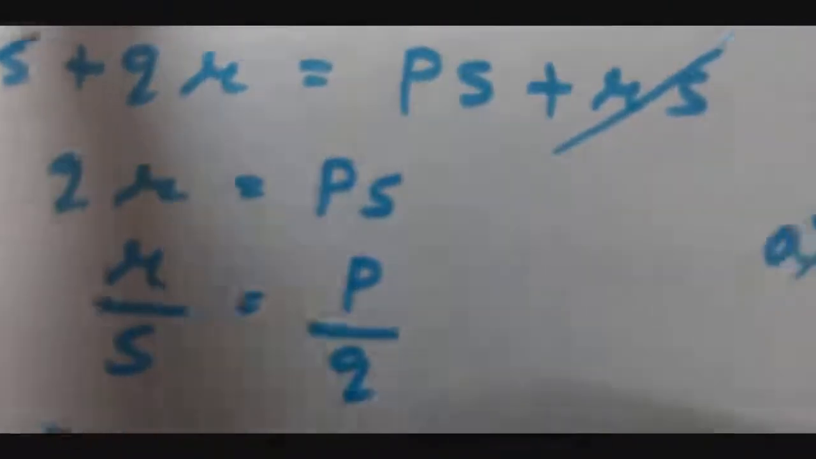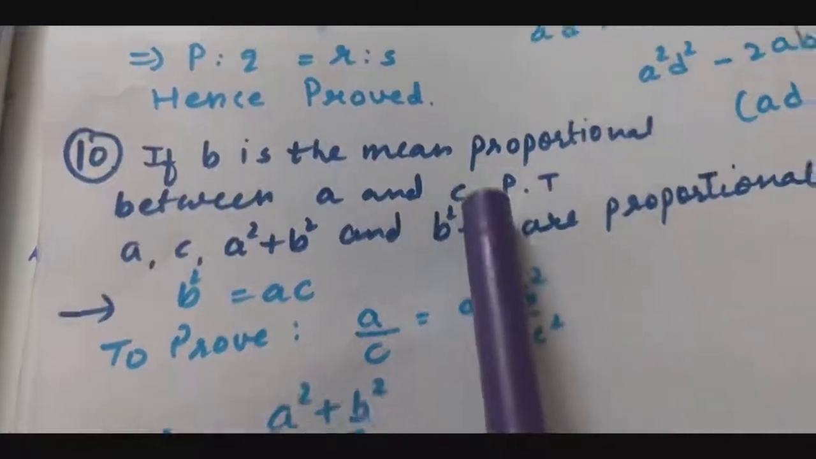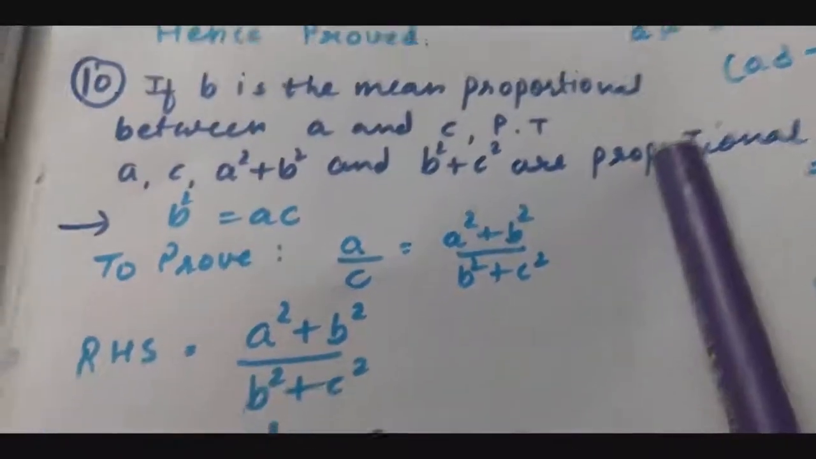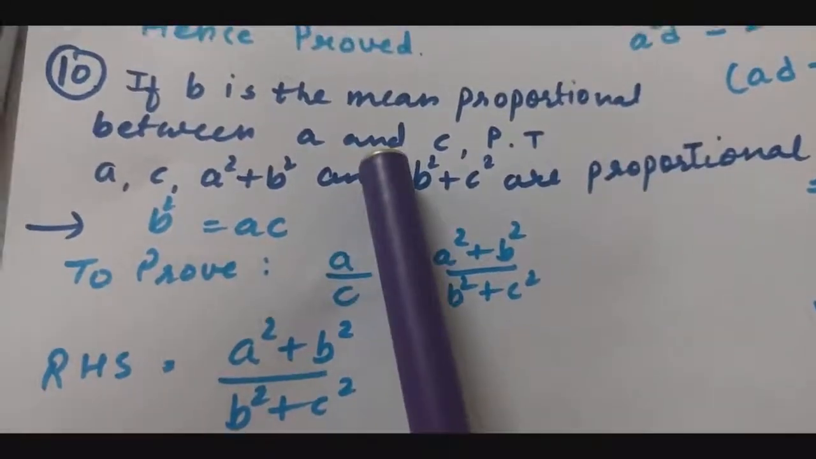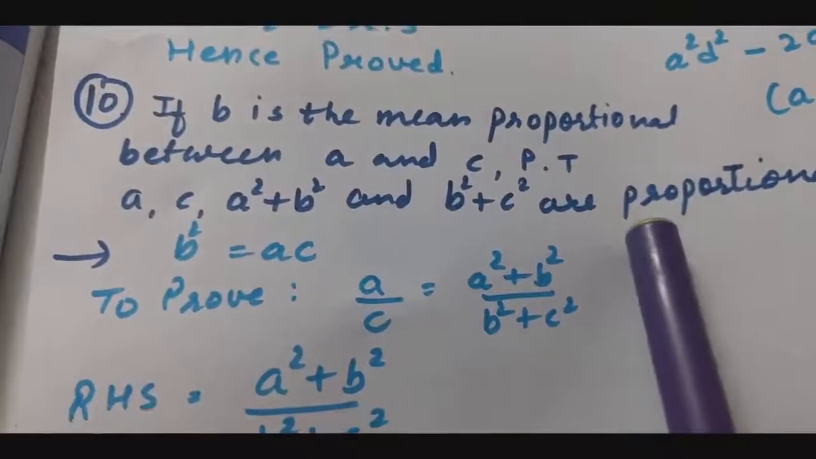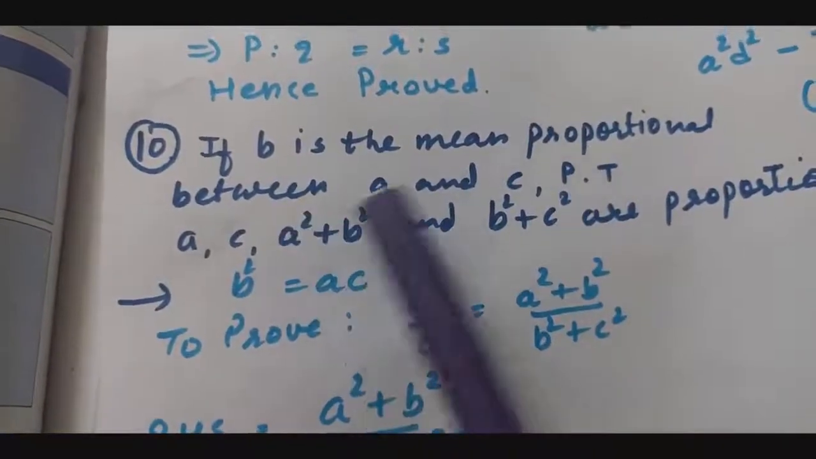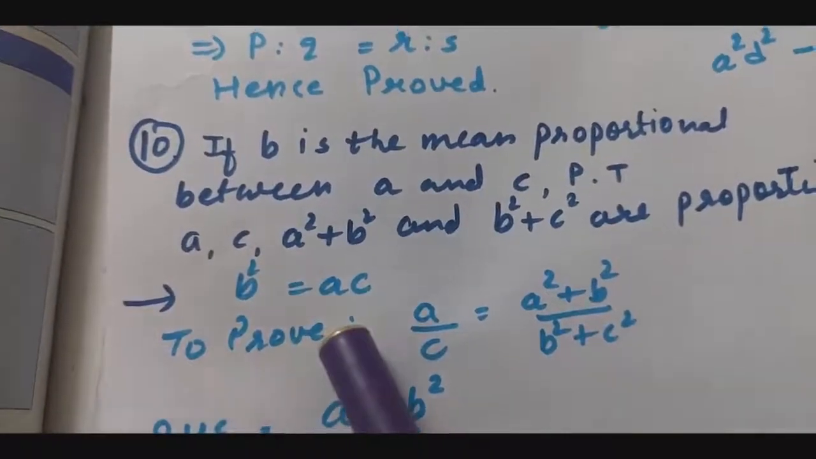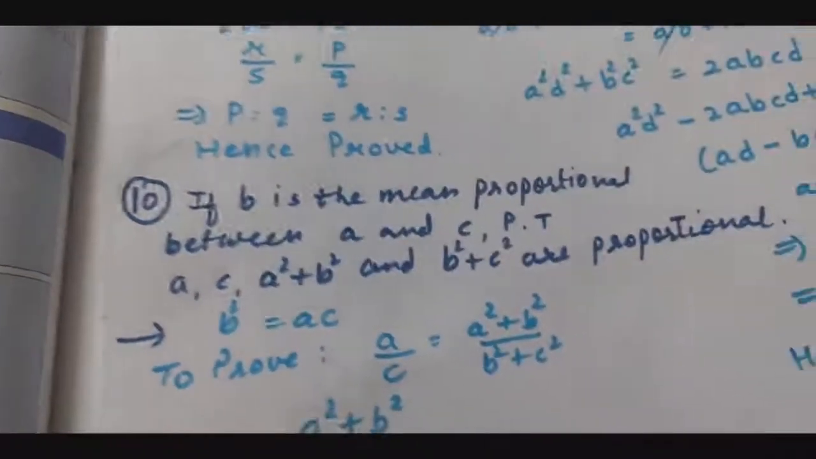Now next question 10. If B is the mean proportional between A and C, prove that A, C, A square plus B square and B square plus C square are proportional. Students, we have already learned mean proportional and definition of proportional in our last video. Here B is the mean proportional between A and C, means B square is equal to AC, and we want to prove AC, A square plus B square and B square plus C square are proportional.